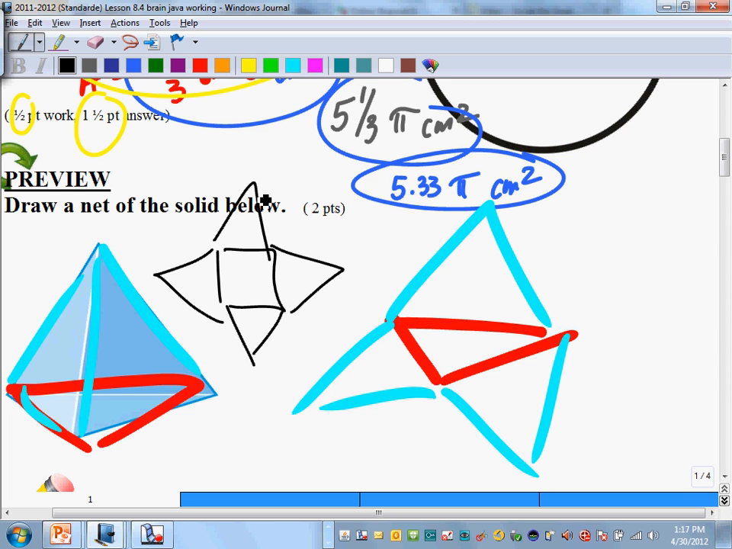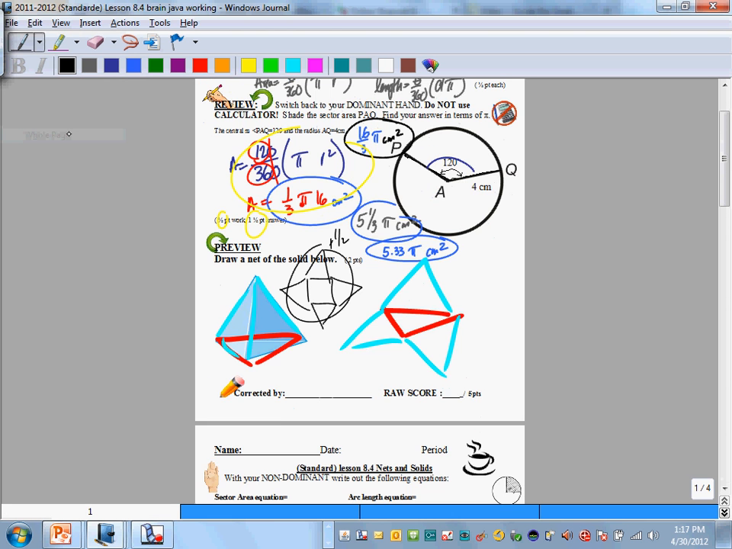That's wrong. But I will allow you to get half a point because at least you figured out it's a pyramid. But it's not a square-based pyramid. It's a triangle-based pyramid. Okay? Score out of 5, guys.